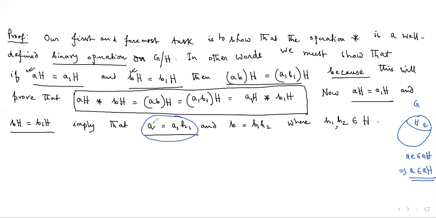So if we take an element A from AH, and since AH equals A1H, then there exists some element H1 in H for which A can be expressed as A1H1. That's why I have written this. And similarly, B can be written as B1H2 with respect to the same logic.